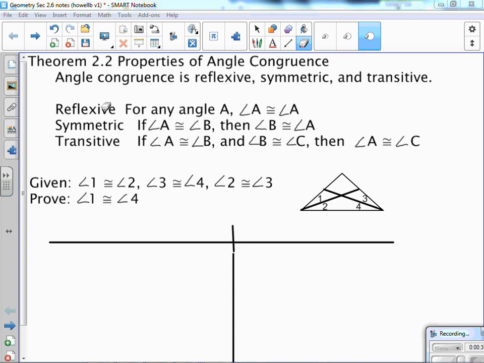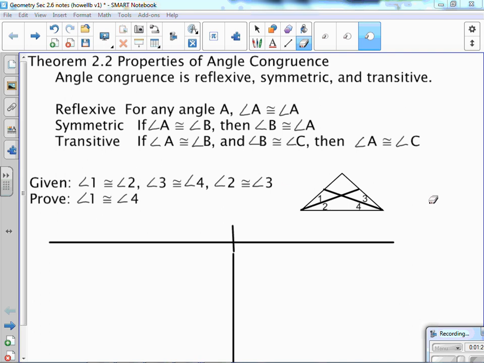So reflexive, we learn that as one thing equals itself, or in this case, angle A is congruent to angle A, so any angle would be congruent to itself. Symmetric property, if angle A is congruent to angle B, then angle B is congruent to angle A. Just saying it doesn't matter which side of the congruent symbol it's on. If they're congruent one way, they're congruent the other way. And transitive property, if angle A is congruent to angle B, and angle B is congruent to angle C, then angle A would be congruent to angle C. Since A and C would both be congruent to B, since they're congruent to the same thing, they've got to be congruent to each other.